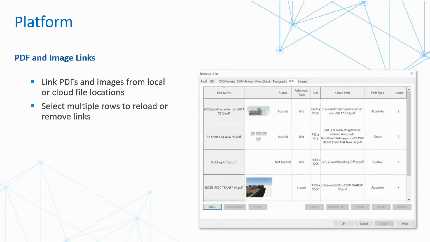Take note that you can also select multiple rows now to reload and remove links. In the past, this was a tedious workflow where you had to select one link at a time and remove it. That has been done away with, and you can now do multiples.